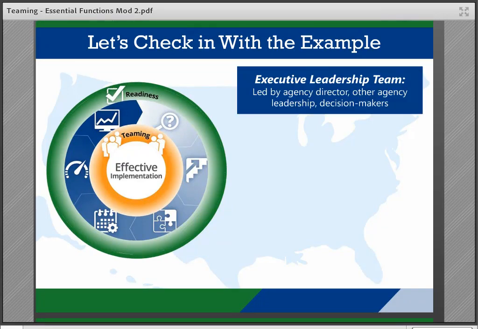Initially, Diamond County determined that they needed an executive leadership team, a project management team, and a stakeholder advisory committee. When identifying team members for each of these teams, they considered the needs of the team and the knowledge, skills, and abilities of all team members. The executive leadership team is led by the agency director and has other agency leadership and key decision makers.